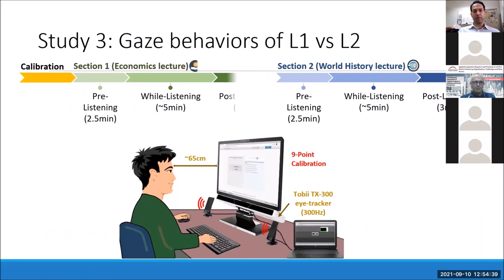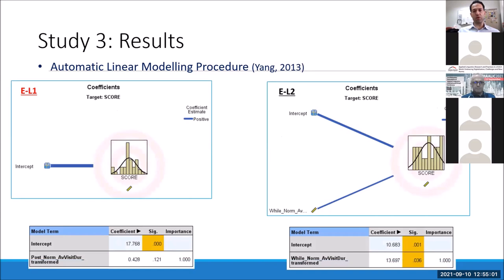Now next, gaze behaviors have also been a focus of research in my previous investigations. And as you know, we measure gaze behaviors by using eye trackers. And this is one of the first studies that we conducted. In this study, this test was administered to L1 and L2 speakers, English as L1 versus English as L2 speakers. What happened was we found that gaze behavior measures were able to predict test performance for L2 people, but not for L1 people.